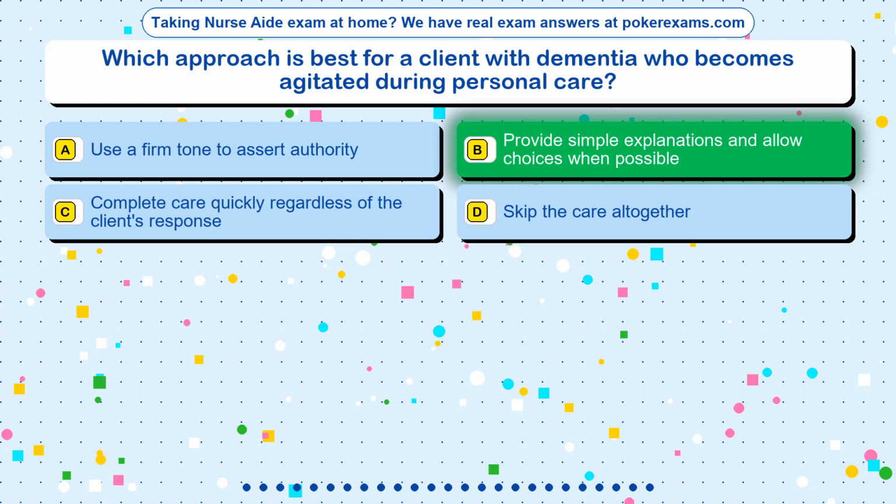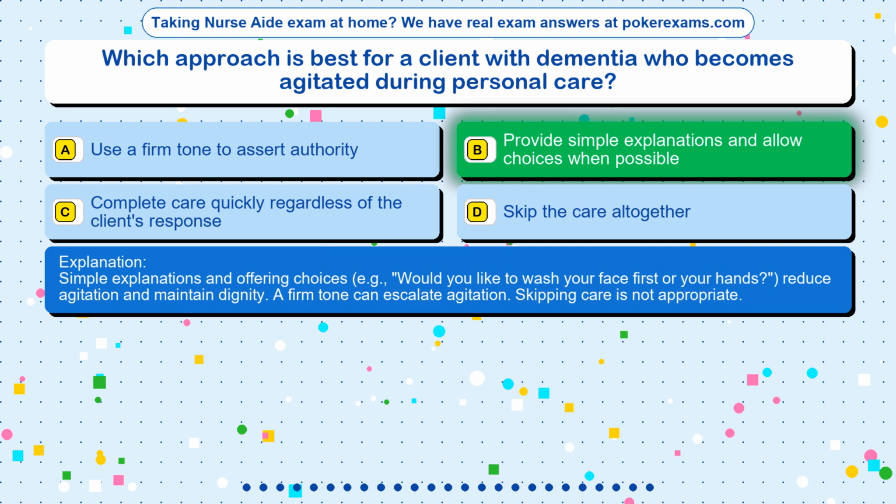The correct answer is option B. Provide simple explanations and allow choices when possible. Simple explanations and offering choices. Example: would you like to wash your face first or your hands? Reduce agitation and maintain dignity. A firm tone can escalate agitation. Skipping care is not appropriate.